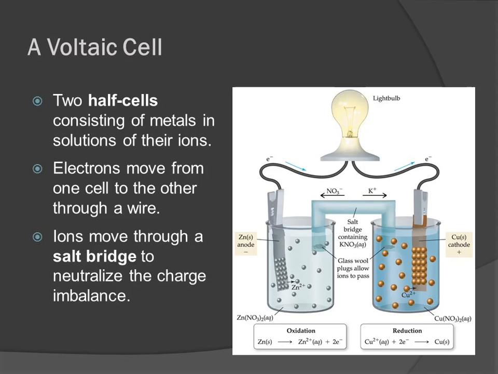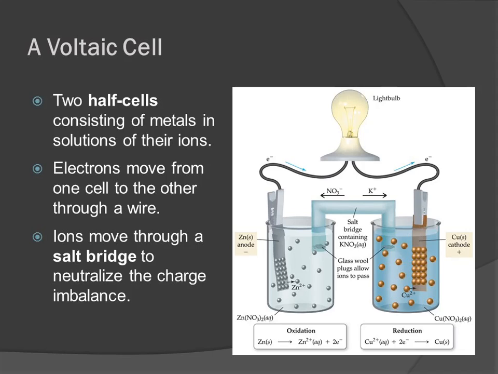So how does this work? So here's an illustration. In this beaker on the left, we have a strip of zinc, and this is in a solution of zinc nitrate. So we have zinc metal and zinc ions present. In the other beaker, we have a strip of copper metal and a copper nitrate solution, and so we have both the metal and its ion.